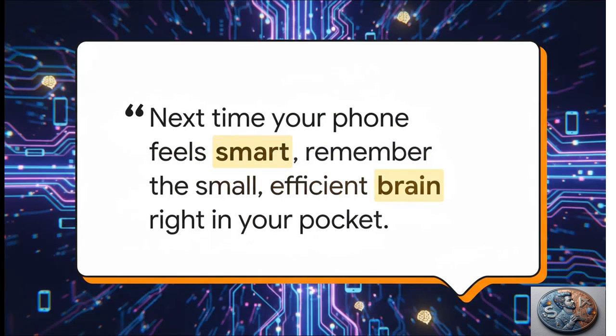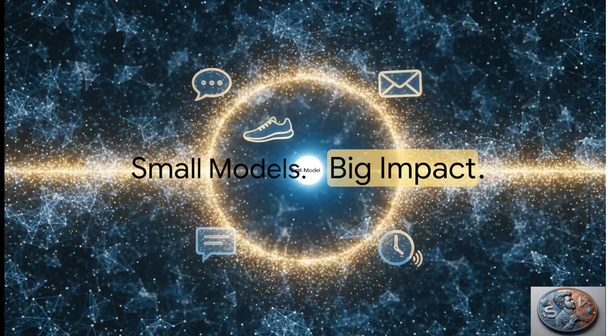So, the next time your phone perfectly predicts what you're about to type or instantly understands your command, just remember what's happening. It's not some distant, mysterious supercomputer. It's that small, efficient brain working right there in your pocket. It's a simple idea, really, but it's one that's changing how we interact with technology every single day. These small models are having a truly big impact.